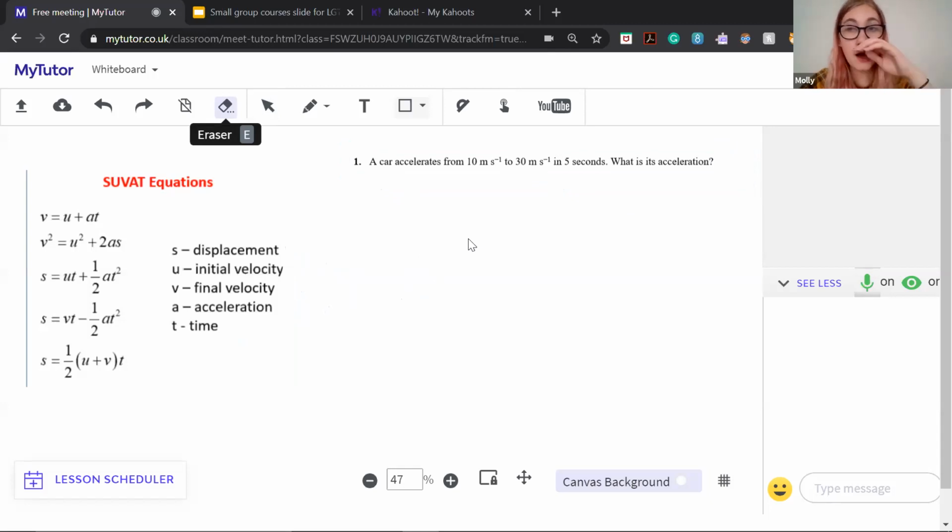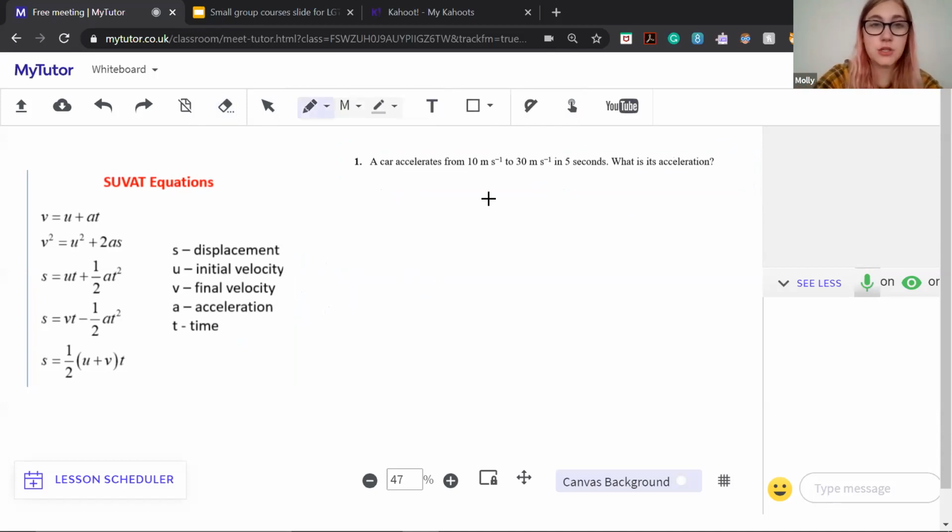Okay, so the car accelerates from 10 meters per second to 30 meters per second in 5 seconds. What is its acceleration? Now there's a standard way that we answer all of these, which I think makes it super useful. As soon as you see acceleration, speed, time, any of these words, you know it's going to be SUVAT. So we're going to write out those letters, SUVAT. Then we're going to fill in what we know.